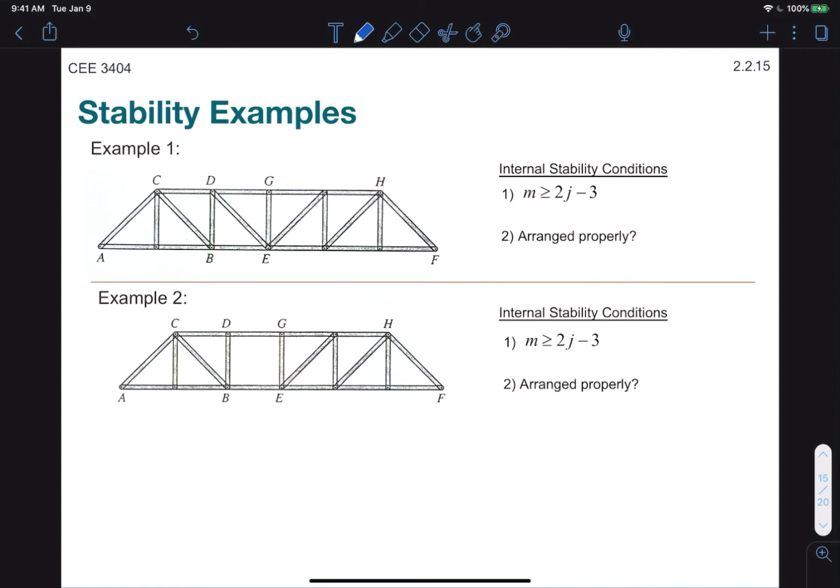So let's look at 2 examples. In example 1, we have our Pratt truss. So let's try both conditions. First, we try the m greater than or equal to 2j minus 3. So we need to count the number of members that we have. So 1, 2, 3, 4, 5, 6, 7, 8, 9, 10, 11, 12, 13, 14, 15, 16, 17, 18, 19, 20, 21 members.